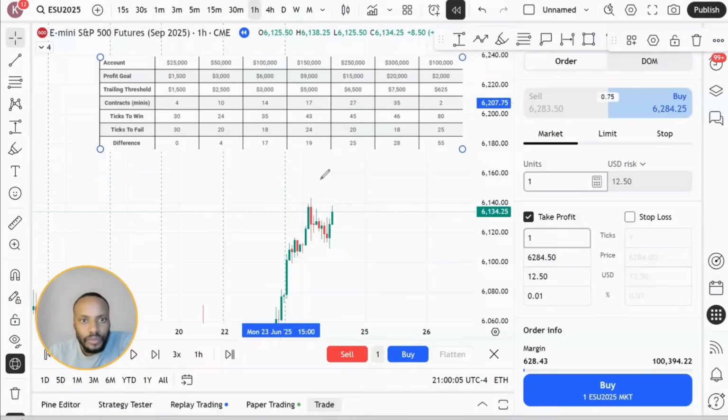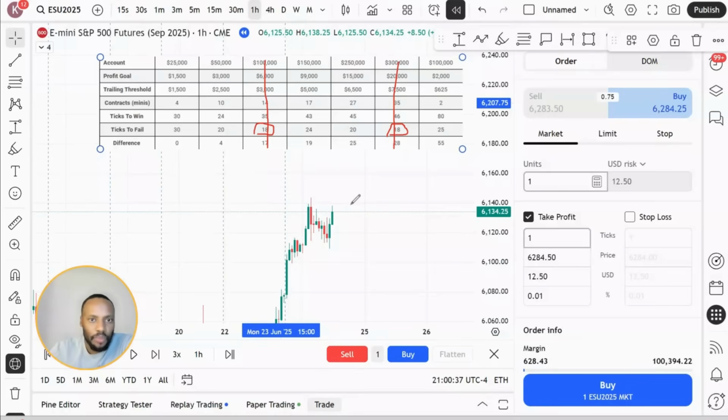All right. We're going to start by focusing on ticks to fail. Ticks to fail is the first thing we're going to focus on. For instance, the 100K, 18 ticks, you're done. Same thing with the 300K, 18 ticks, you're done. So these are clearly out because they don't give you much margin for error. It's a very, very small window. 18 ticks, you've blown your account. Which now leaves us the 25K, 50K, 150, 250, and 100K.